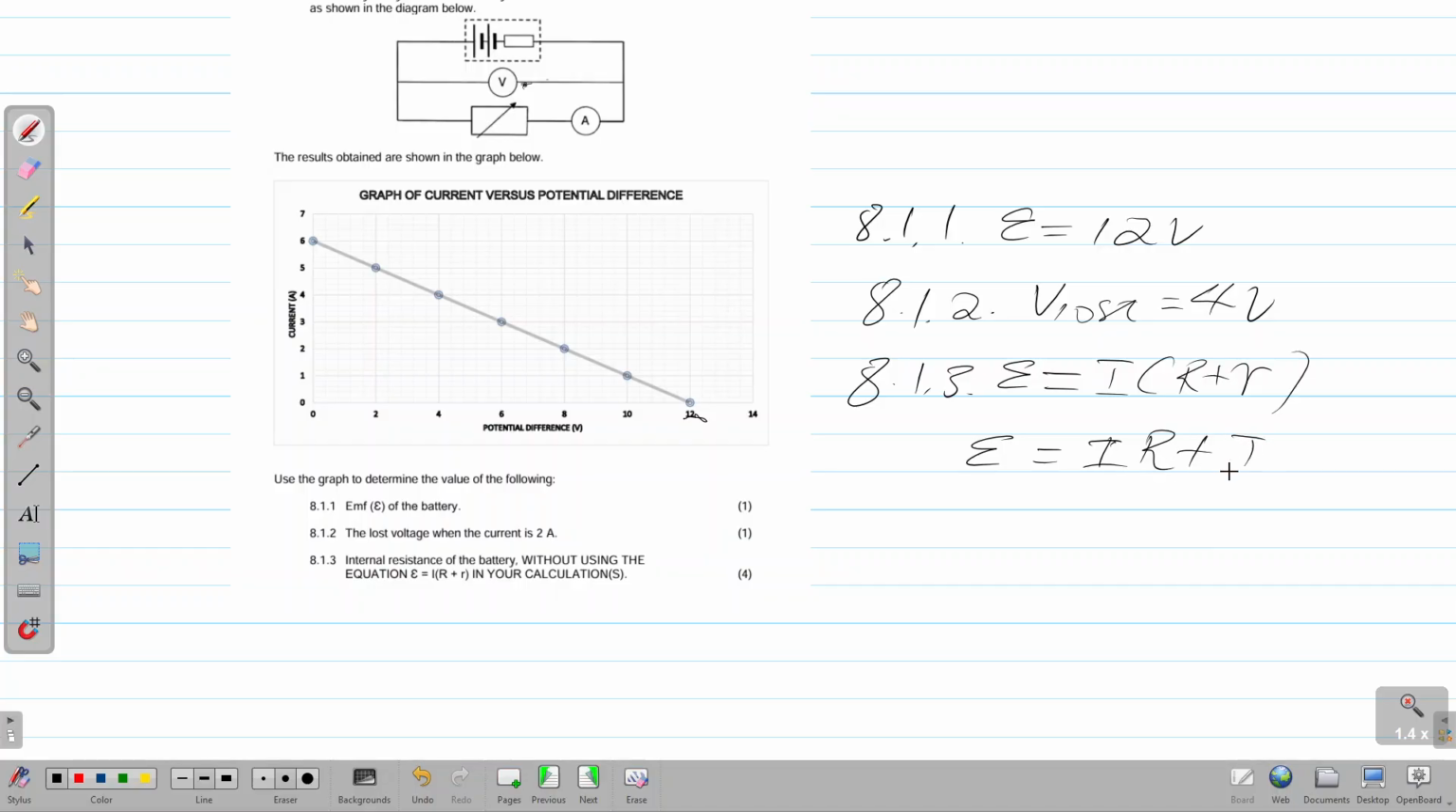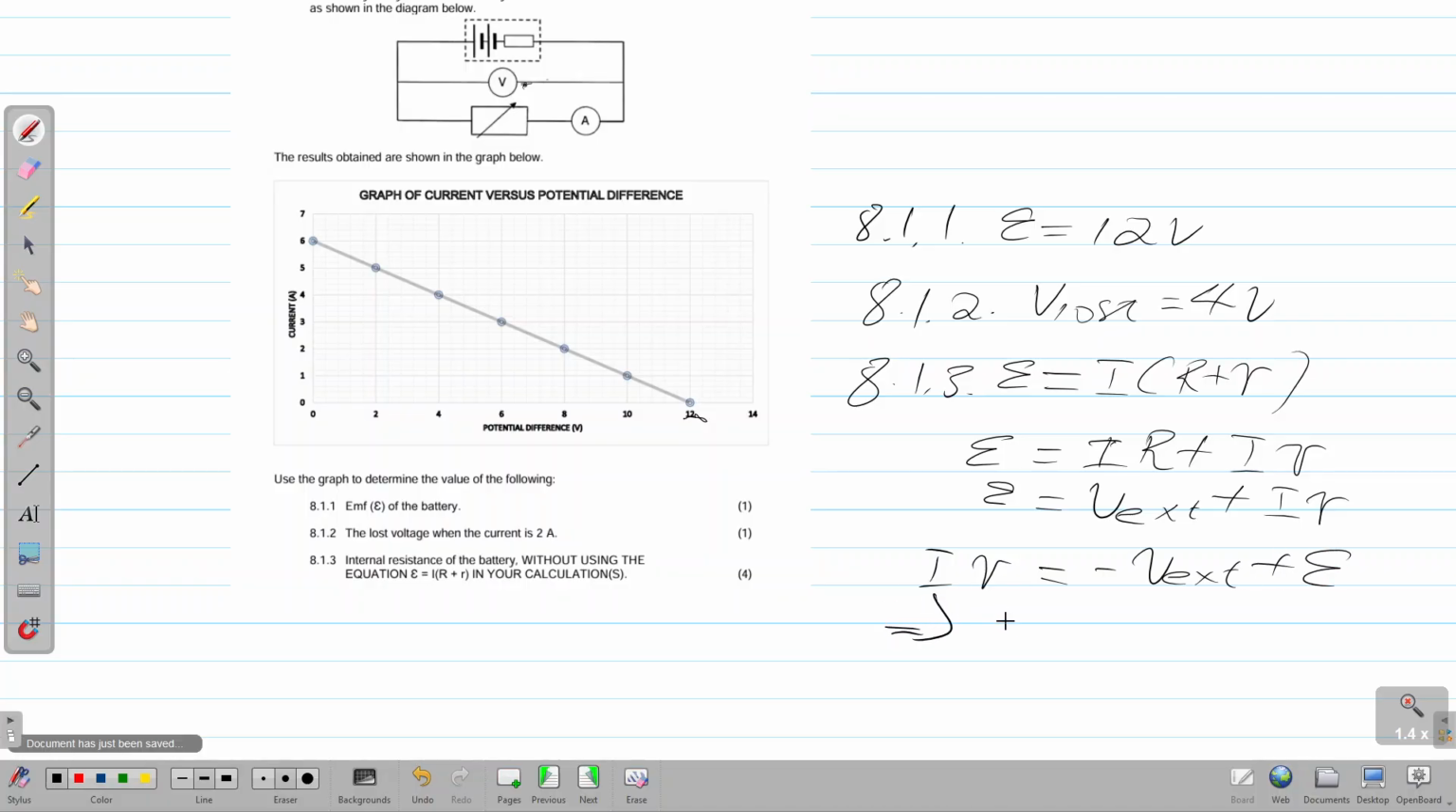If you already know what it looks like, then you don't have to go through this pain. It's not really pain, actually. It's okay. V external plus IR. And then this is my y. I want this to be my y. So then I will have IR here. And then I will have my minus V external plus E. And then that implies my I is equal to minus 1 over R V external.